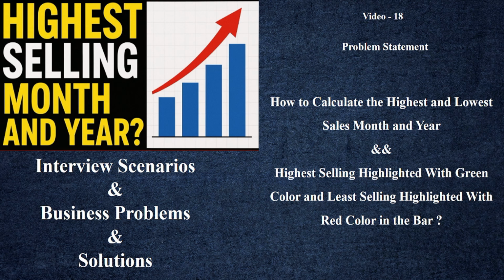We can also highlight the highest selling month and year with green color and the least selling month and year with red color in the stacked column chart. So let's learn how we have handled this requirement in Power BI. So let's start with this introduction.